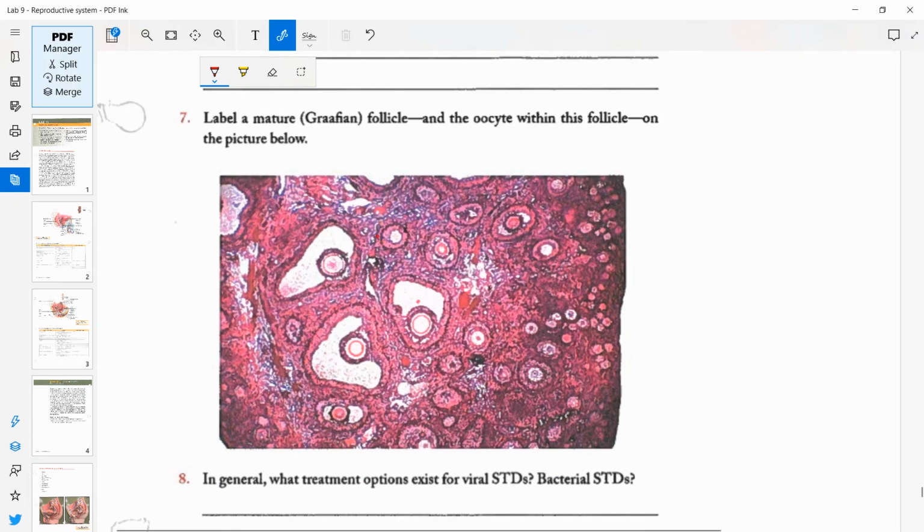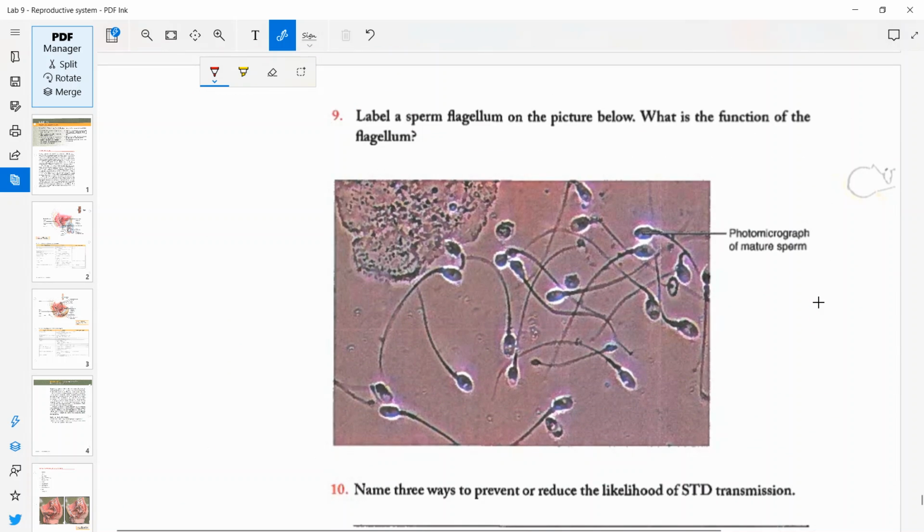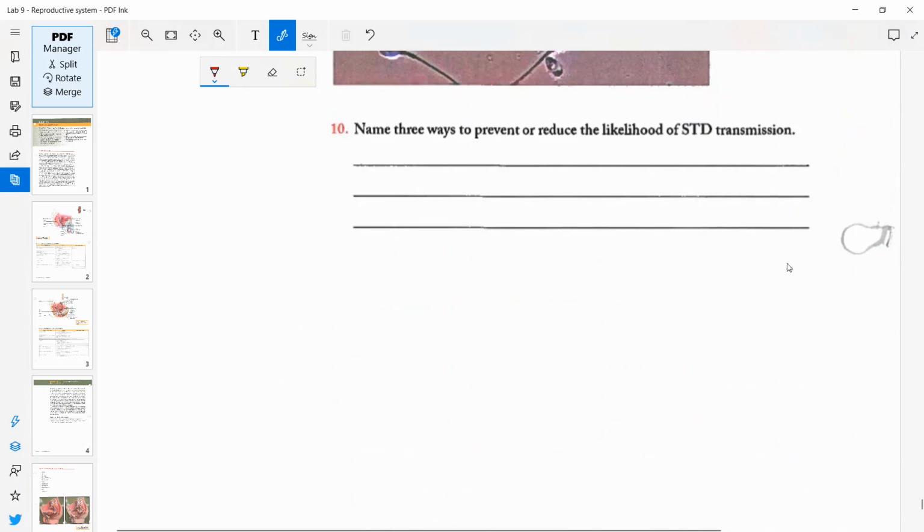Graafian follicle right here. Oocyte within the follicle is right here. STDs, didn't talk. Flagellum of a sperm cell is this. That's a flagellum. The function is movement. 3 ways to prevent STDs. None, really. I mean, didn't talk about it, but yeah, you know, condoms, permanent partner, and stuff like that.